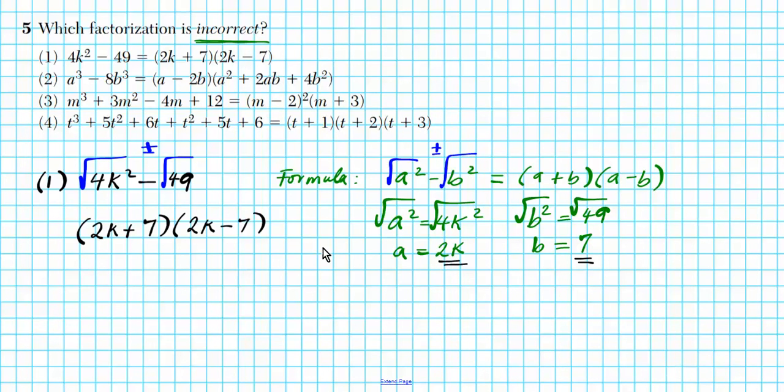Okay, just substituting these two values into the formula that we have here. Is that correct? Yes, it is. So option number 1 is correct. Remember, we're looking for what's incorrect. So don't stop here and start rejoicing that you found the correct answer. That's not what you were asked to do. Okay, a to the third minus 8b to the third.